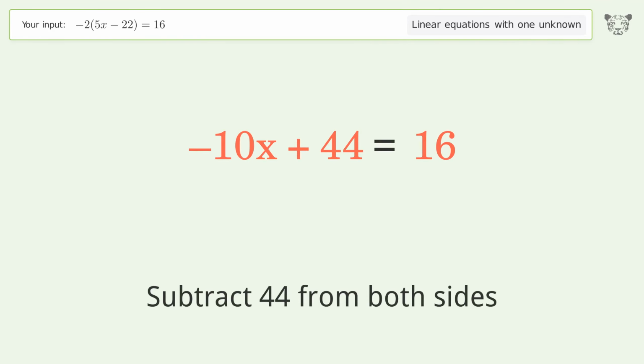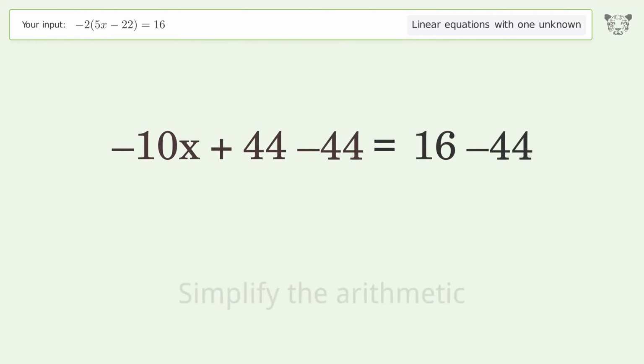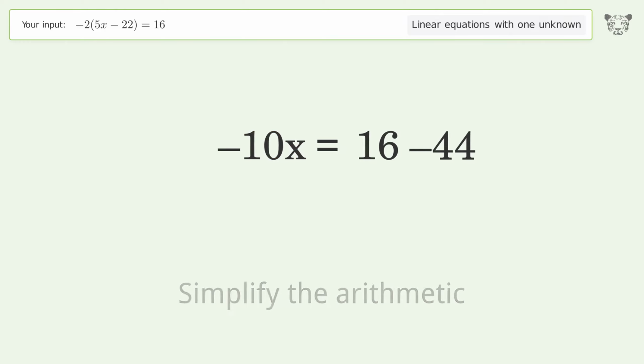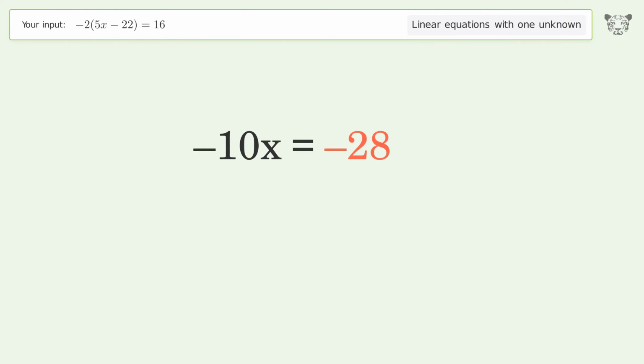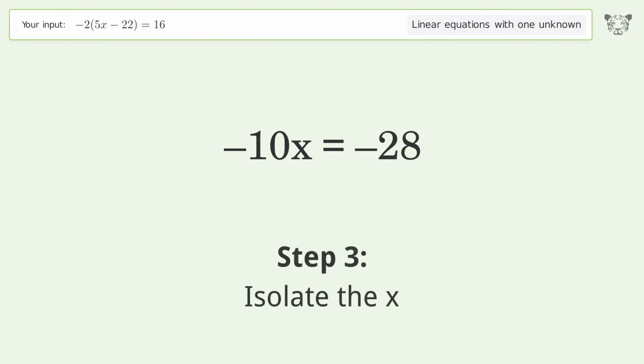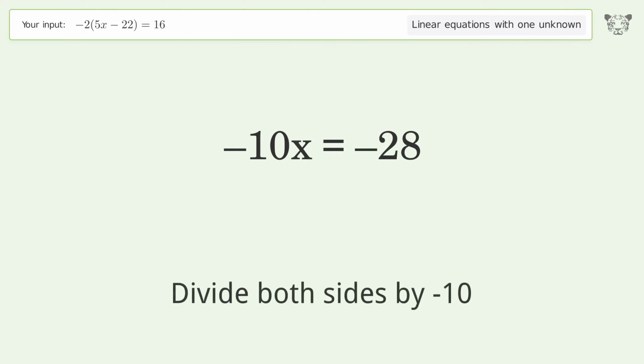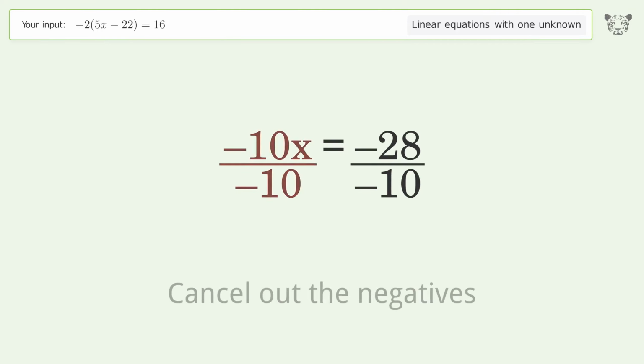Subtract 44 from both sides. Simplify the arithmetic. Isolate the x. Divide both sides by -10. Cancel out the negatives.